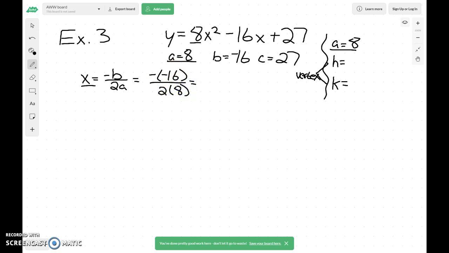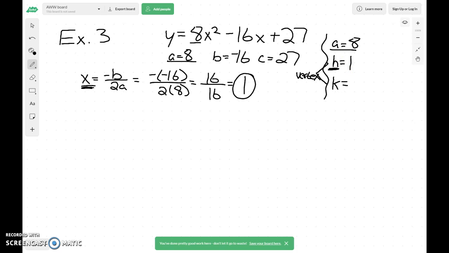So negative times -16 is going to be positive 16. 2 times 8 is going to also be 16. So 16 divided by 16 is equal to 1. So since this is the x part of the vertex, that's going to be the h value. So we know that the h value here is going to be our answer, which is 1.